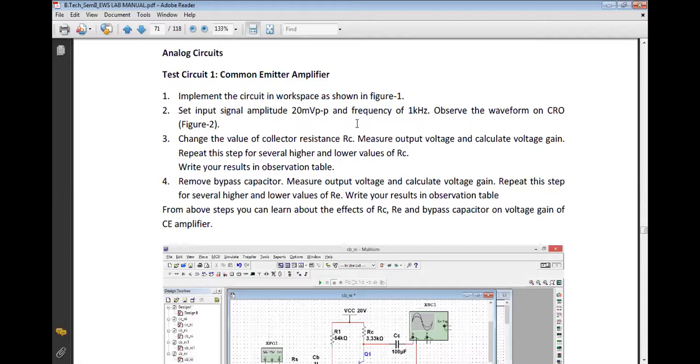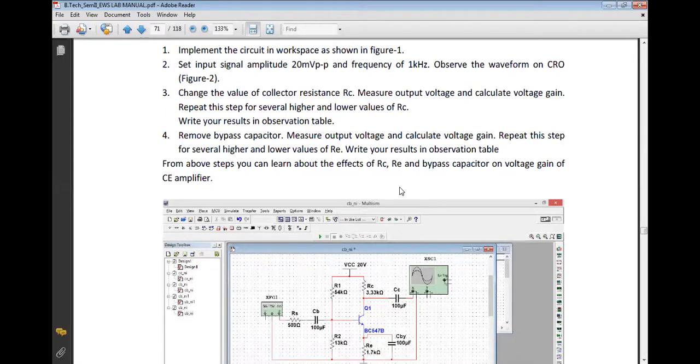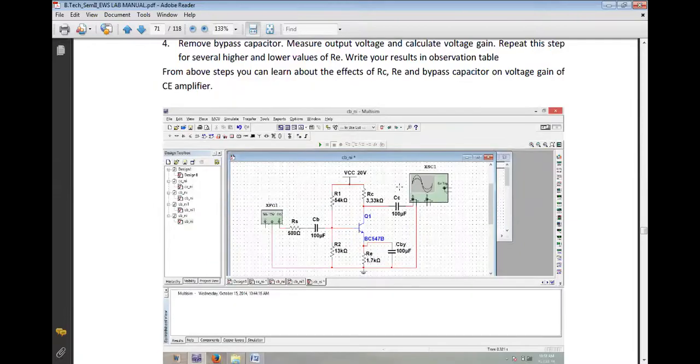Then we are going to change the value of RC. So we are going to measure the effect of RC on the gain of the amplifier. This is the actual thing, that is by calculating this gain. And we are going to repeat this step. We are going to remove the bypass capacitor, measure the output voltage and calculate the voltage gain. We're going to repeat this procedure for increasing and decreasing values of RE, that is the emitter resistance. So here you can see we're going to take this figure, right?